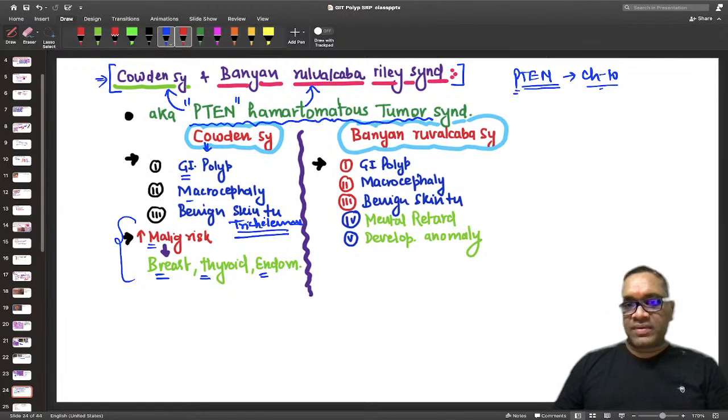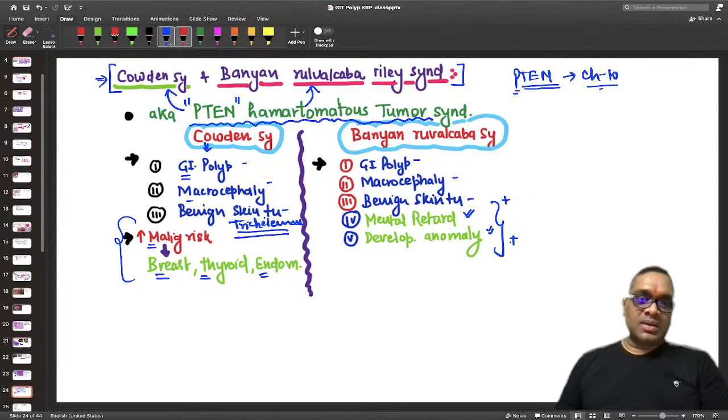Benign-Ruvalcaba relay syndrome, they will also have GI polyp, macrocephaly. So now you can see these two things are same. Now they also have benign skin tumor, so that is also same. What is the additional point? They will be having more mental retardation and developmental anomalies. So these are the things which will be added up into the Cowden syndrome, and then they will become Benign-Ruvalcaba syndrome, right? So now understood.